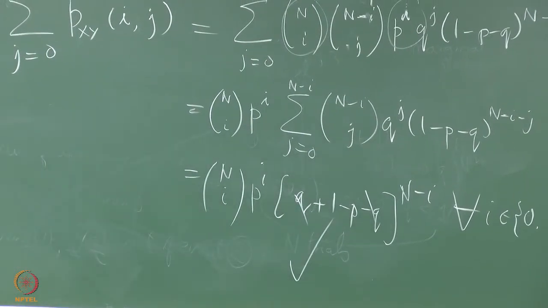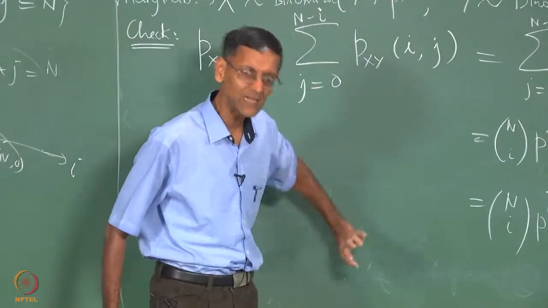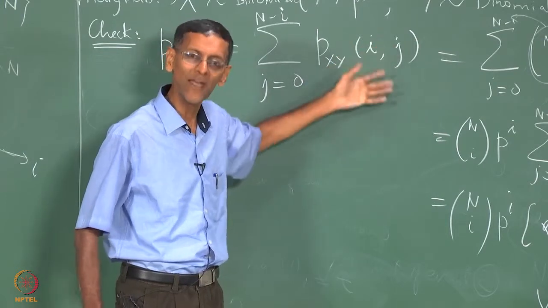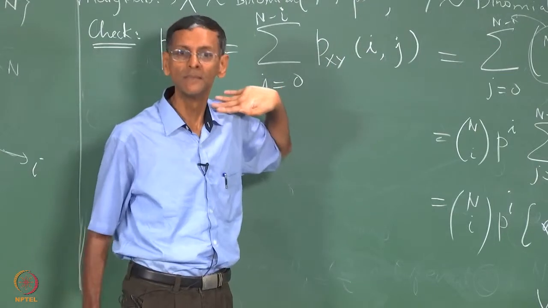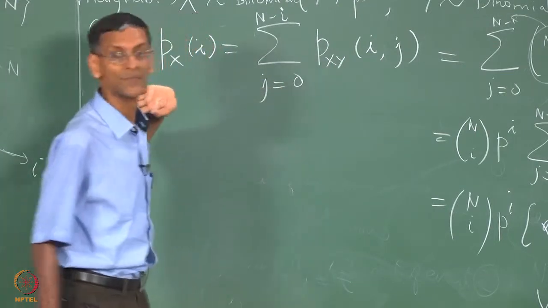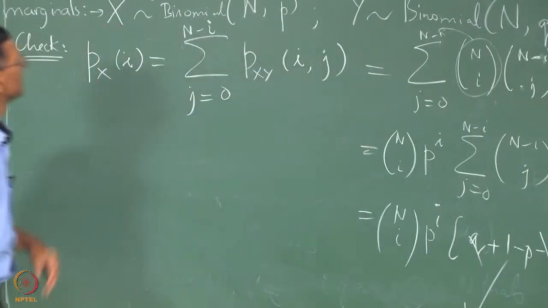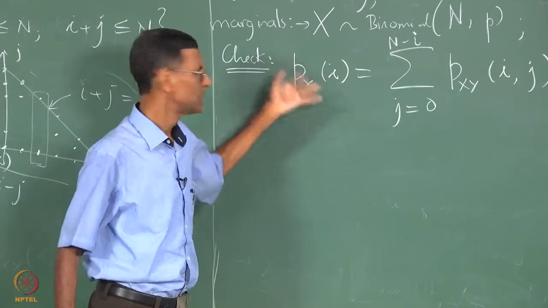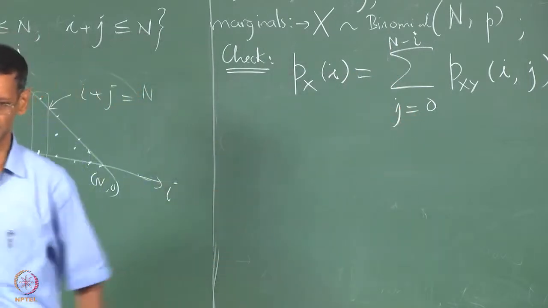So it is particularly simple, but at the same time it also shows how the combinatorics exactly falls in line. That is what we have to keep in mind. The combinatorics always should fall in line. If you do not get this, then something is wrong. Similarly, there is no point in doing it for P_Y of j; all you have to do is switch things around and it will come automatically.